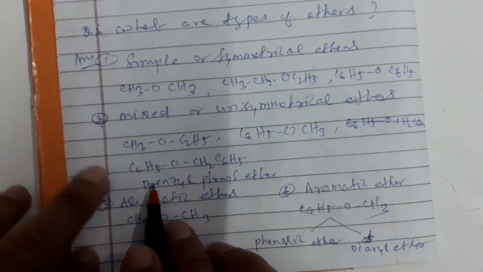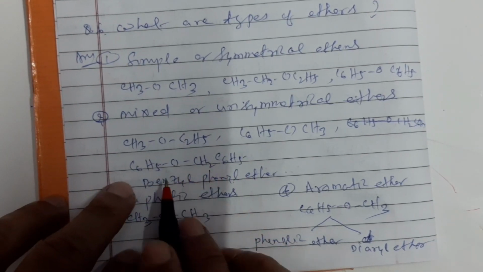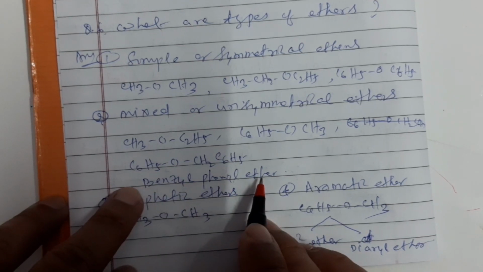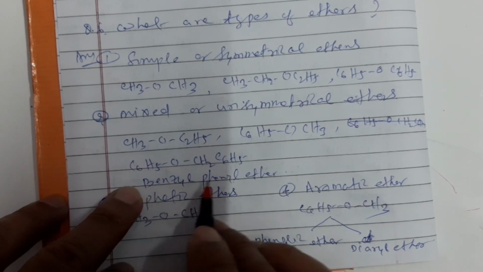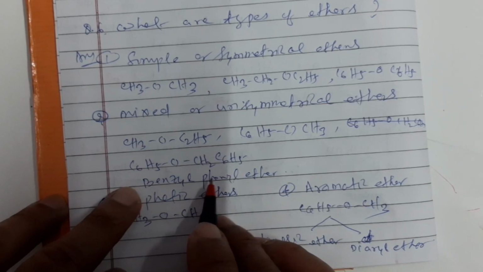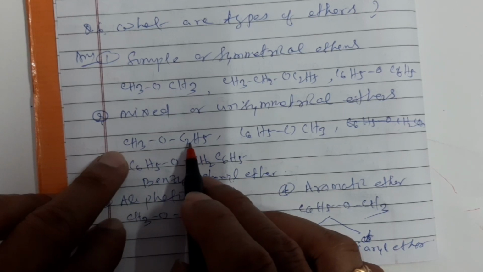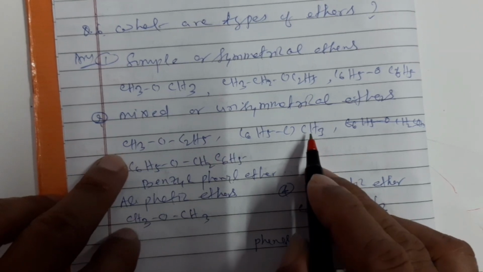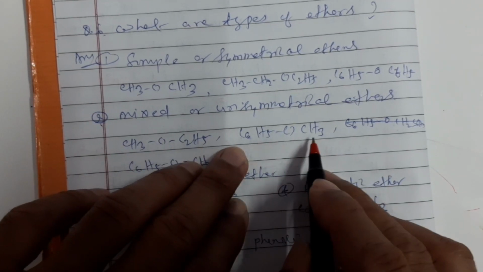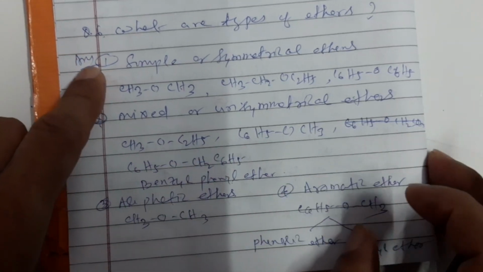See, this is benzyl phenyl ether. So which name will come first? You see, benzyl phenyl ether. Why is it not phenyl benzyl ether? Because of alphabetical order. B comes first, then P. So benzyl phenyl ether. Similarly here, this is methyl and this is ethyl. So first ethyl, then methyl: ethyl methyl ether. Here also, this is phenyl and this is methyl. So methyl phenyl ether. Okay, it is according to alphabetical order.